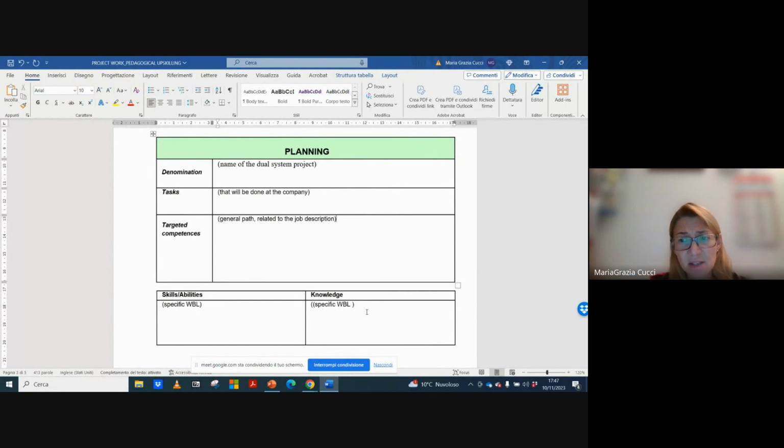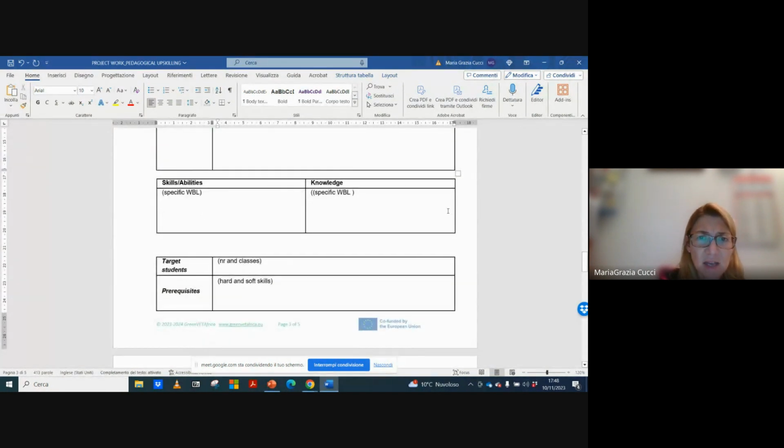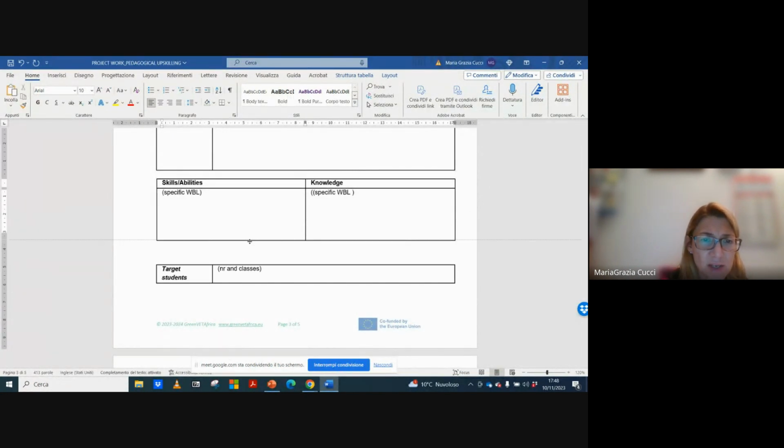Starting from this list, you will adapt inside the specific list the specific ability that you think is related to the targeted competencies. This line can be wider, and you can open it and make it larger as you prefer.